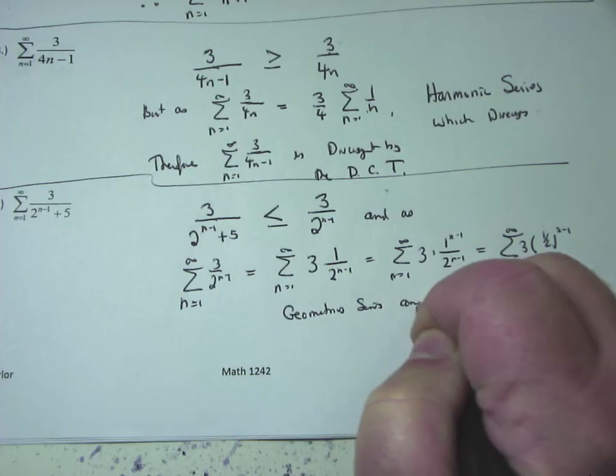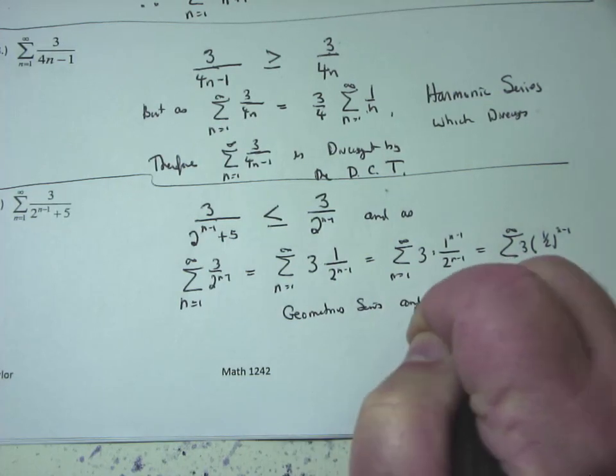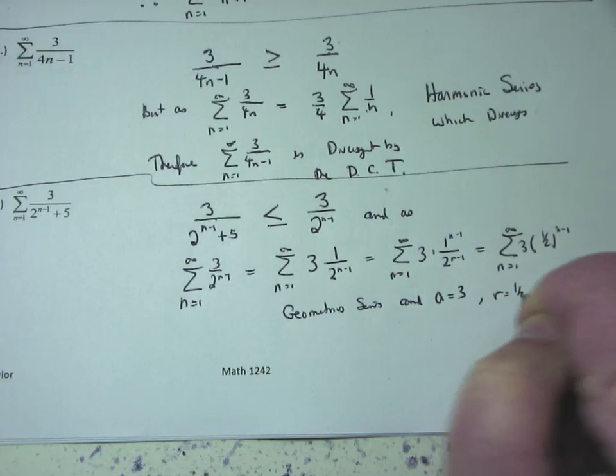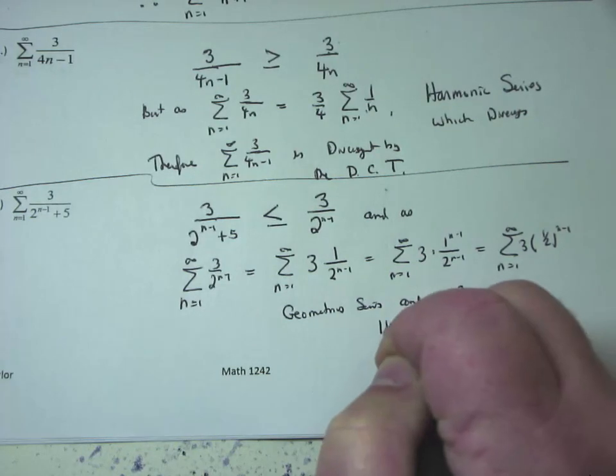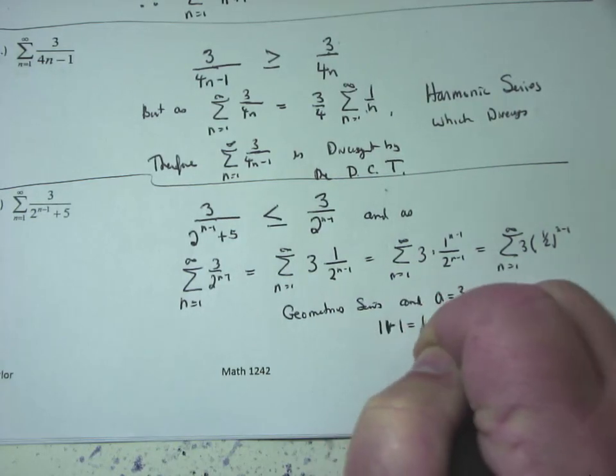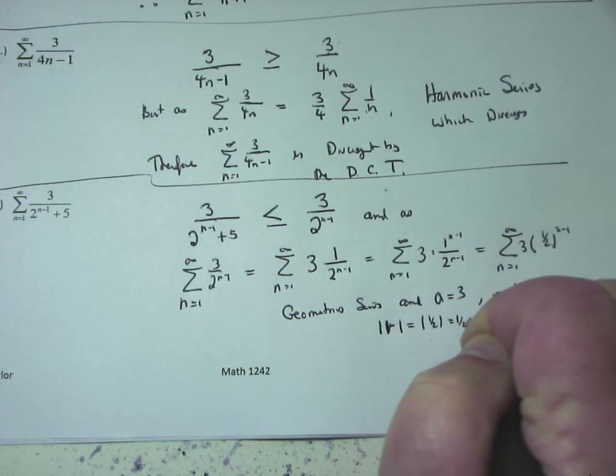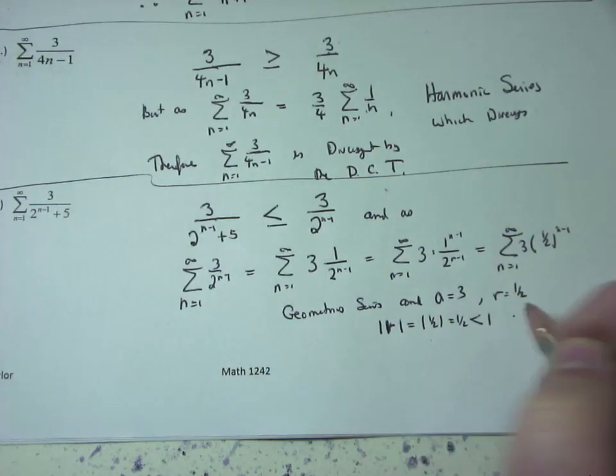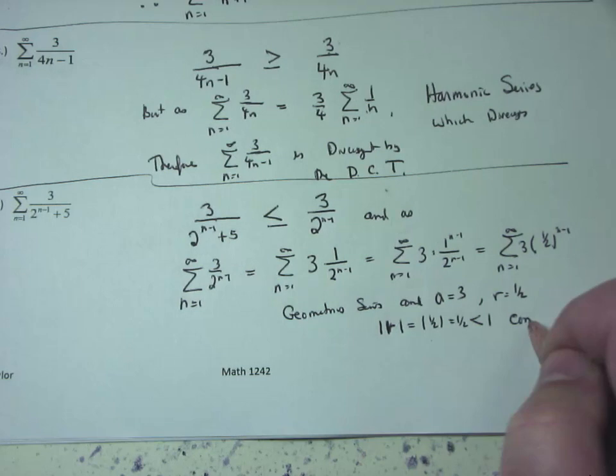And A is equal to 3. R is equal to 1/2. The absolute value of R, which is equal to the absolute value of 1/2 equals 1/2, is less than 1, which means, again, you've got a lot of tests here. This is the geometric series. When your R is less than 1, what does it do? Converges.